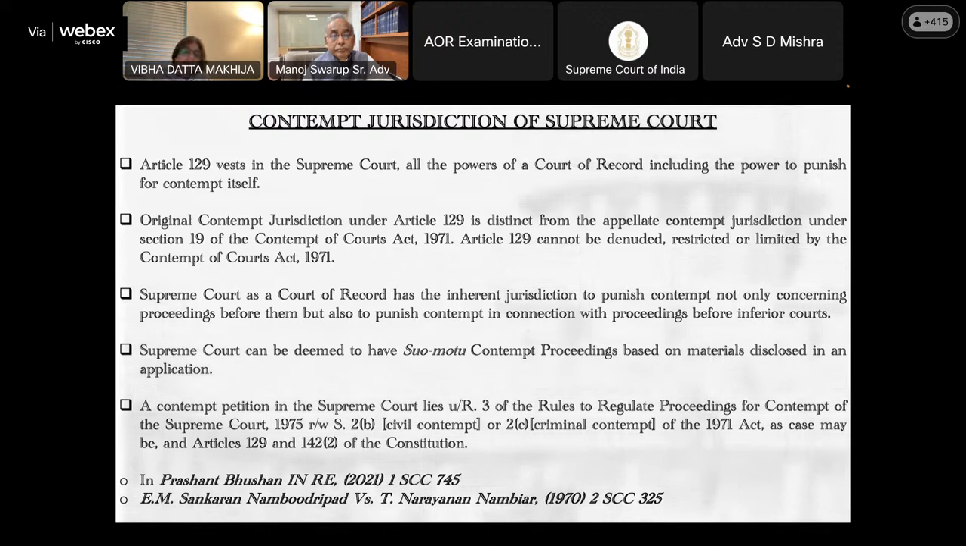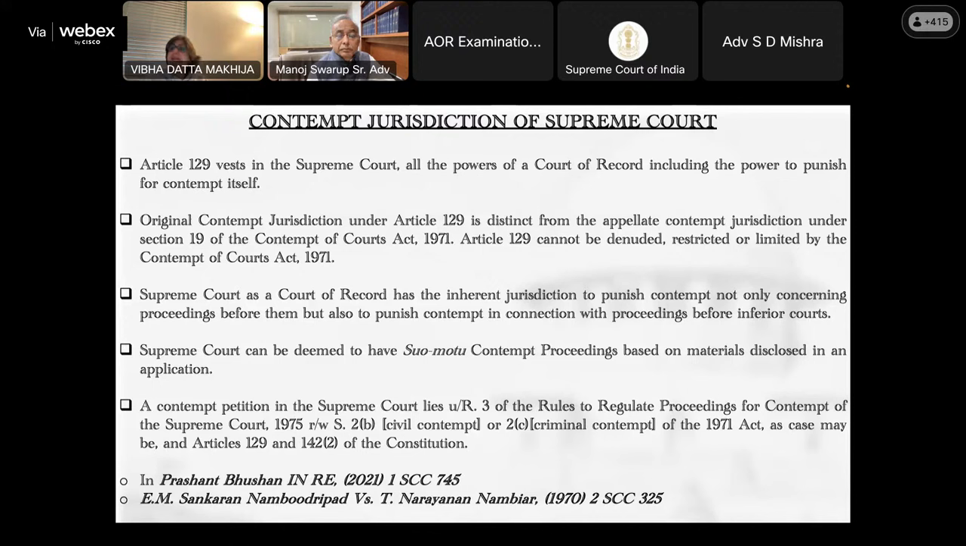What is the scope of the jurisdiction? What is the provision under which the jurisdiction is exercised? And whether it is read with the Contempt of Courts Act, you will kindly see that it is read along with the Contempt of Courts Act. And there is a jurisdictional distinction between Article 129 and various provisions of the Contempt of Courts Act.